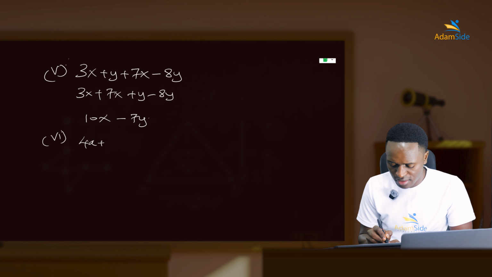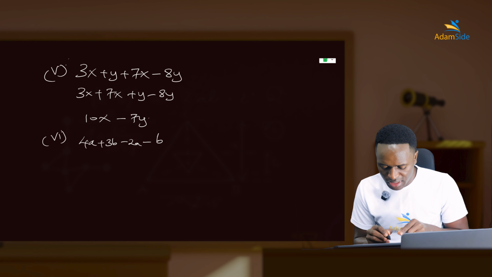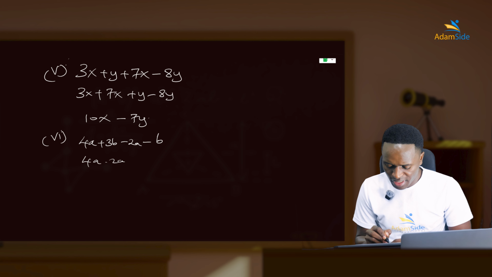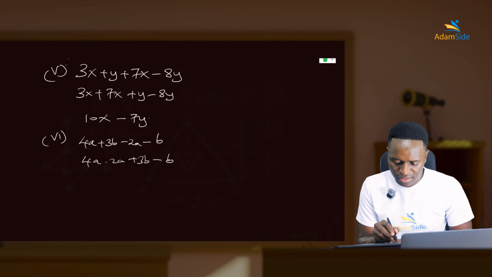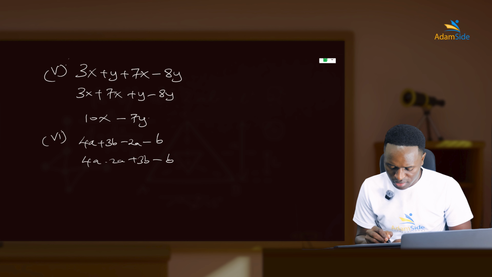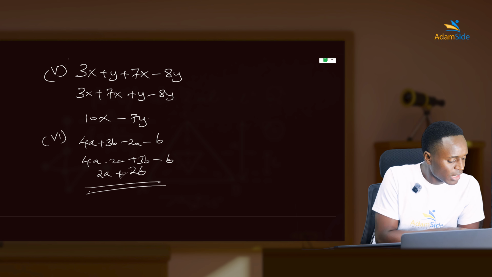Then you have 4a plus 3b minus 2a minus b. What do you get in that case? You have 4a minus 2a plus 3b minus b. So the answer will be 2a plus 2b.